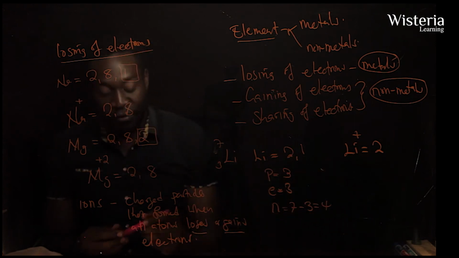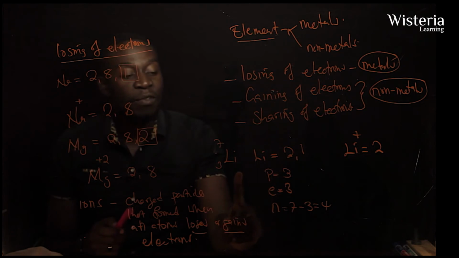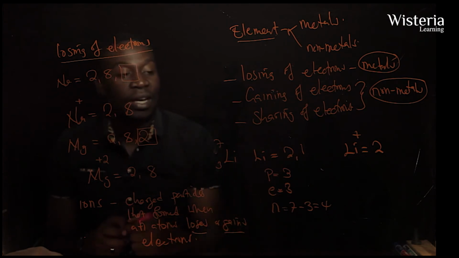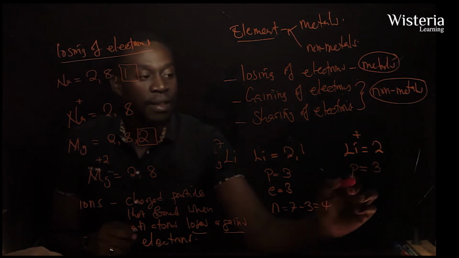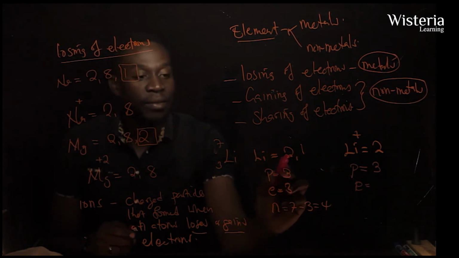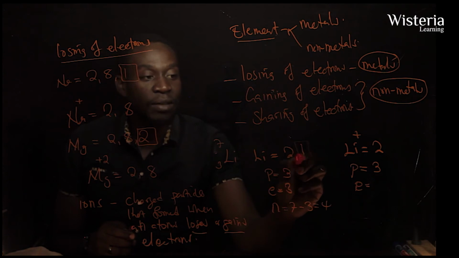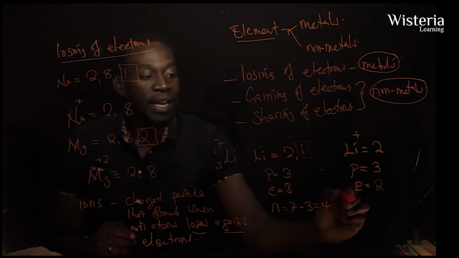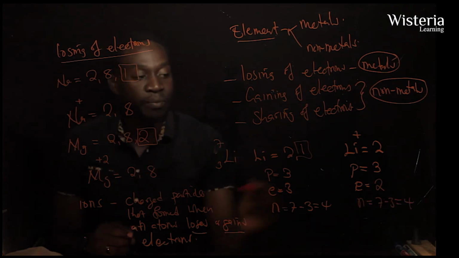So if you form an ion from an atom, the number of protons and electrons are no longer equal. In this case, the protons will still be 3. The electrons will change, because here we had 2 and 1. In this case, we have lost the 1, so only 2 have remained. The number of neutrons will still be 7 minus 3, which is equal to 4.